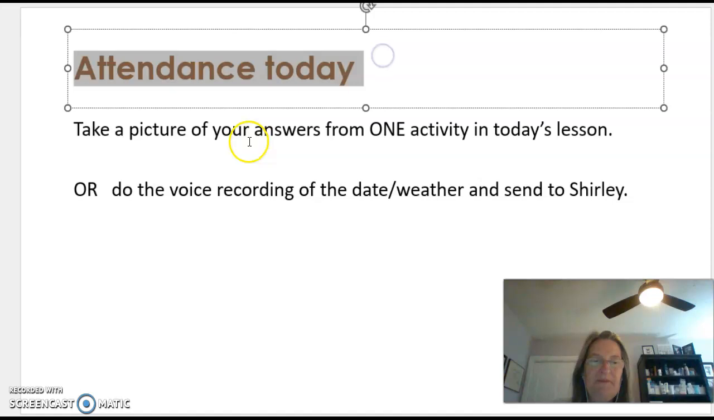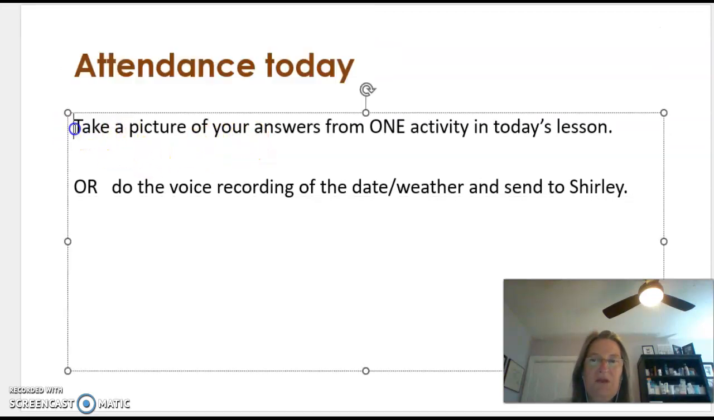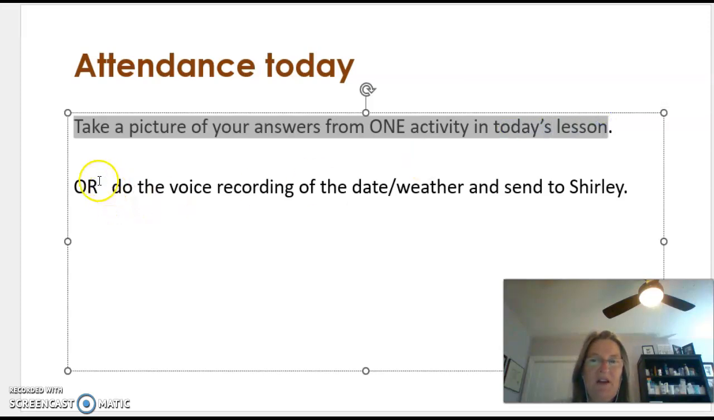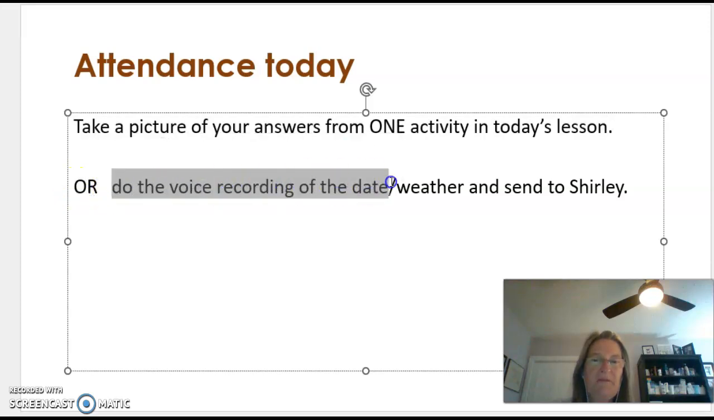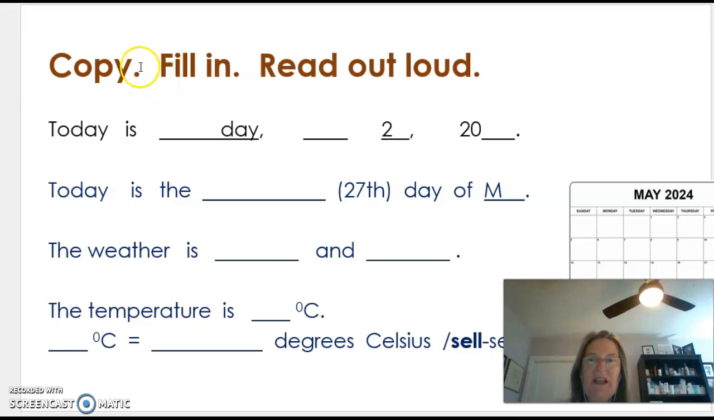Attendance today is based on you taking a picture of your answers from one activity at least in today's lesson. Or you could try the voice recording of the date and weather and send it to Shirley. Here is the slide for the date and weather for you to copy into your notebook and to fill in.